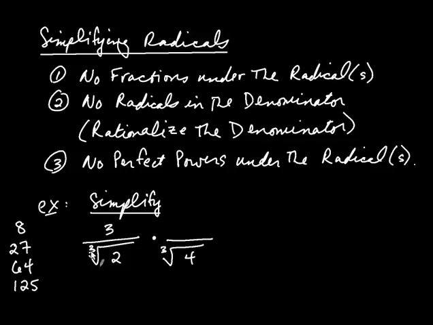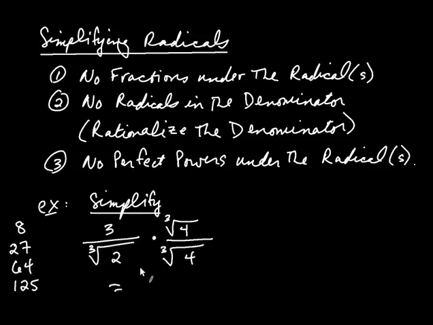Only when these are both cube roots can I multiply the radicands together. So 2 times this 4 will be 8, and they'll both be under the cube root. Now whatever you multiply the denominator by, you have to multiply the numerator by as well. So that's the cube root of 4 up here as well.